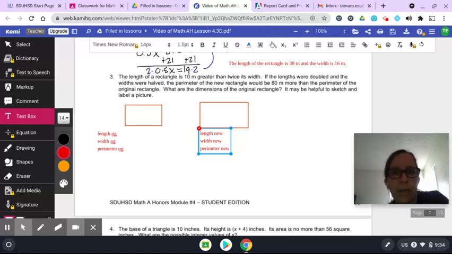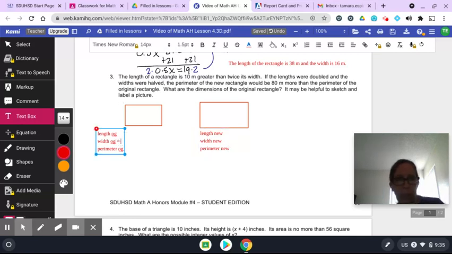The length of a rectangle is 10 meters greater than twice its width. I can do that. It's comparing to the width. So I'm going to let the width of my original be x. The length is 10 greater than twice. 10 greater is plus, then is reversed. Twice is multiplied by 2. So the length over here is 2x plus 10.